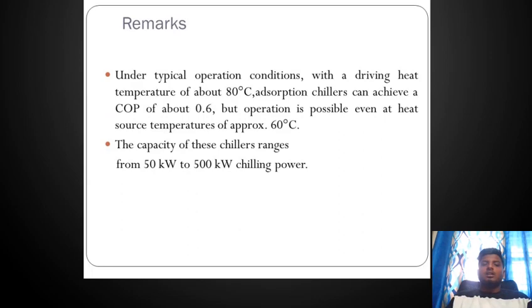Remarks. Under typical operating conditions, with a driving heat temperature of about 80 degrees Celsius, absorption chillers can achieve a COP of about 0.6, but operation is possible even at a heat source temperature of approximately 60 degrees Celsius. The capacity of these chillers ranges from 50 kilowatts to 500 kilowatts of chilling power.